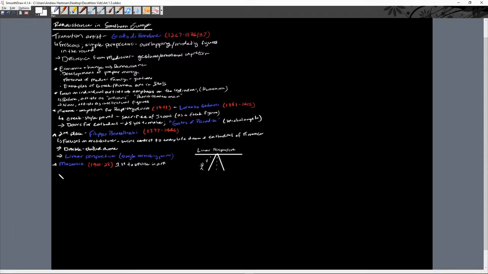And then he also utilized both linear and aerial perspective. Aerial perspective being more of a top-down view. You see a lot of aerial perspective in the paintings of China of the Tang and Song dynasty as well.